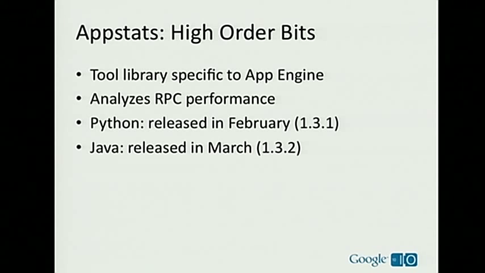So the high-level bit of Appstats is it's a tool library that you link in with your App Engine application. It is specific to App Engine, and it analyzes your remote procedure call performance. It's available for Python since February. It's available for Java since March. The tools work the same. They have the same user interface. The actual implementation that is linked into your application is somewhat different.